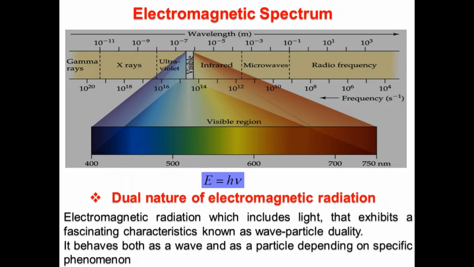So generally we will prove that electromagnetic radiation includes light. From the early stage, we understood that light is a form of energy. Later, we understood it is also a form of electromagnetic radiation. Then it exhibits dual nature, particle and wave nature, depending on the specific phenomenon we try to understand.